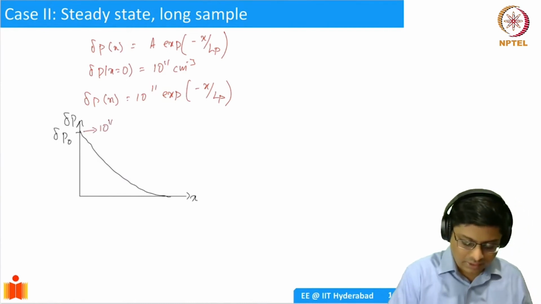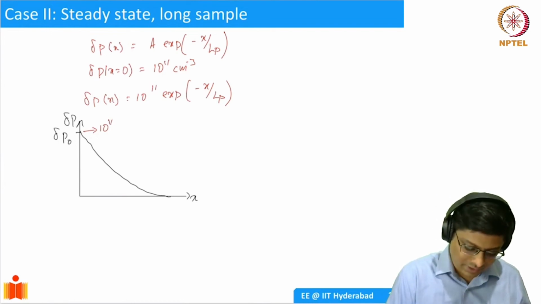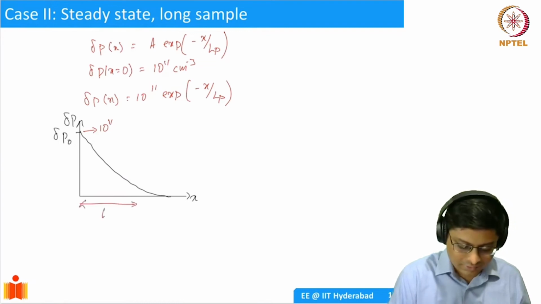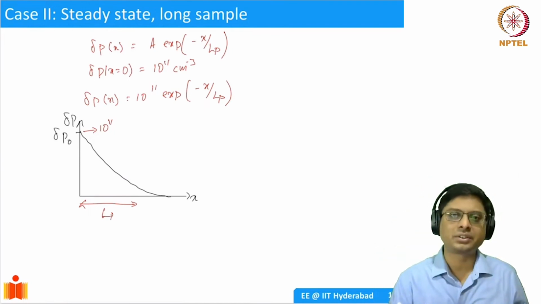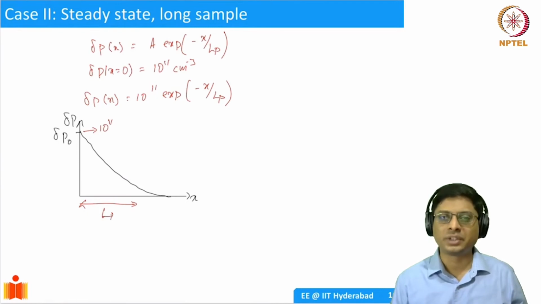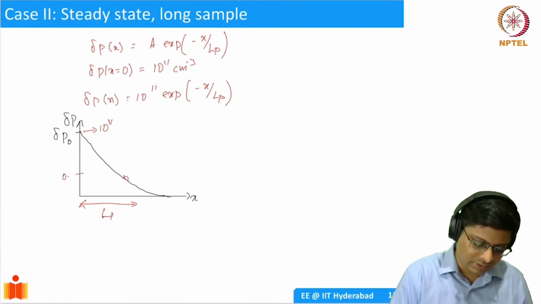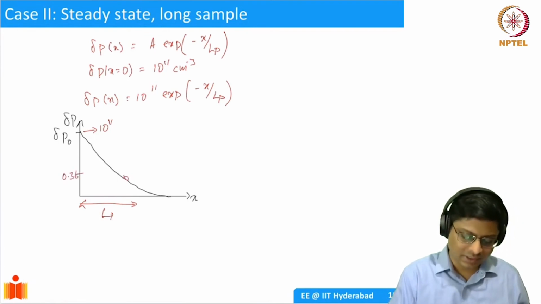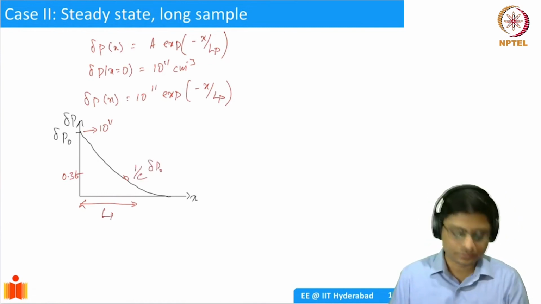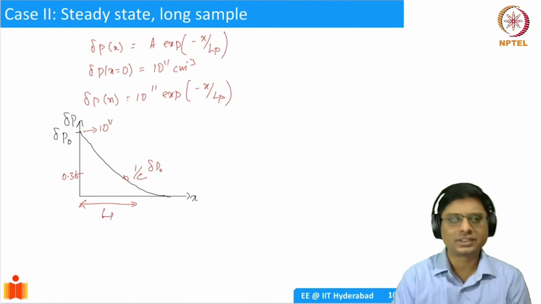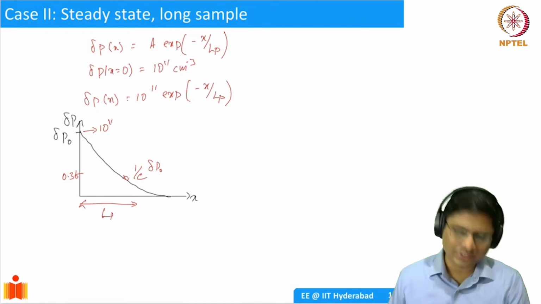10 power 11 here. And as you go, we define the diffusion length as the position x at which the excess minority carrier concentration falls to 1 over e, when it becomes about 37%, or 0.36 or so. So basically 1 over e times delta P naught. That is the diffusion length. Essentially, your minority carriers are decaying over a certain distance. And how much is this length?